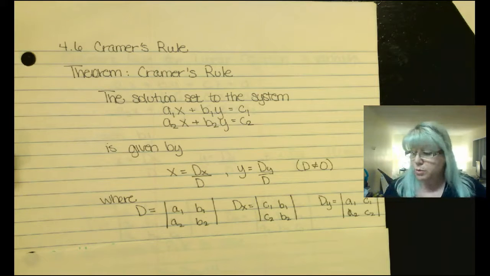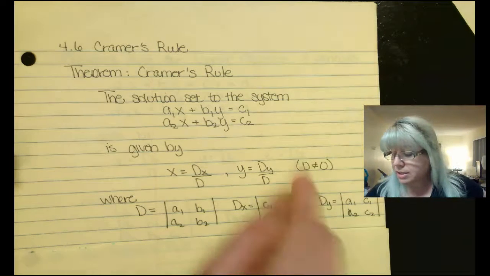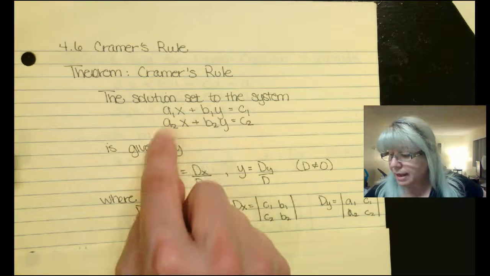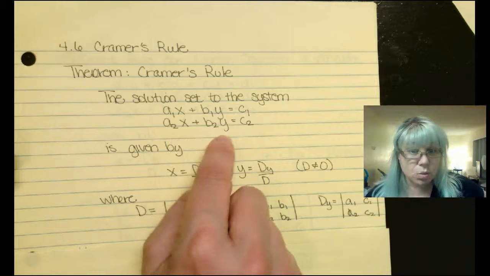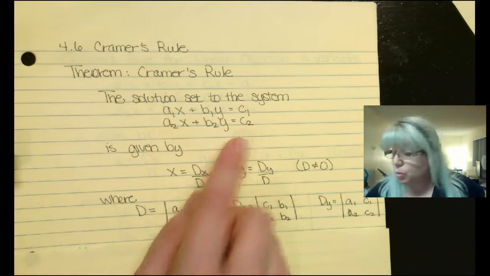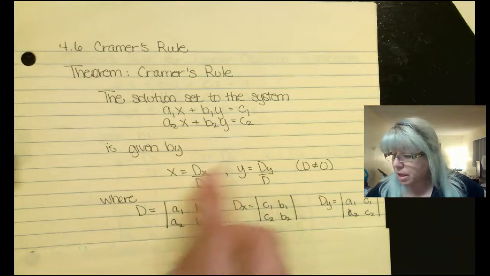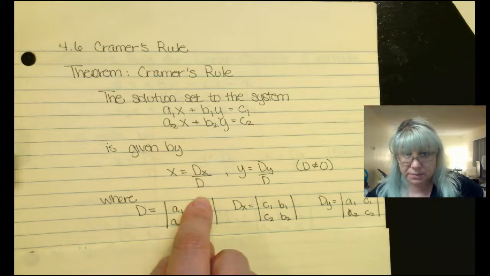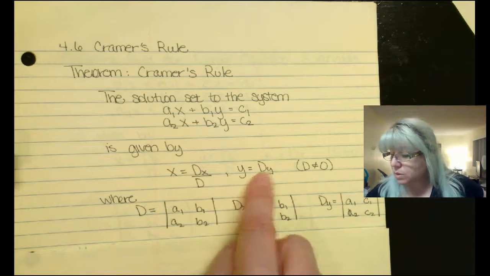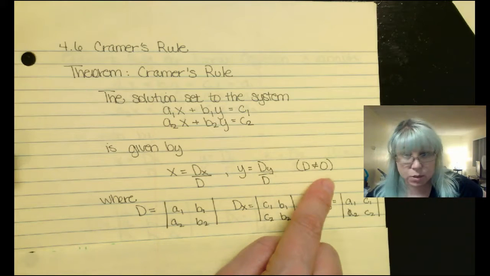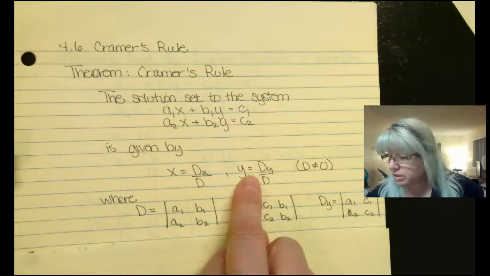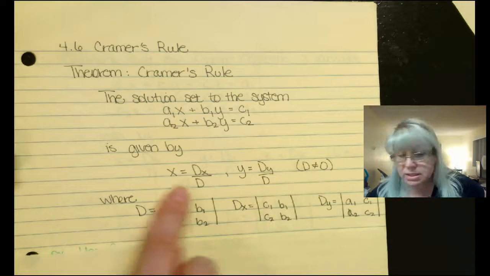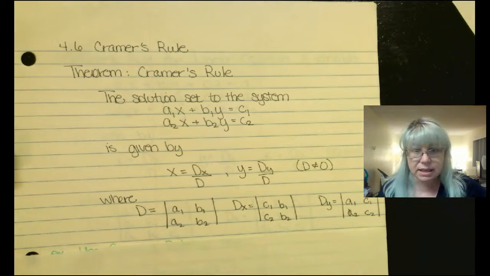So here's Cramer's Rule. The solution set to the system a1x plus b1y equals c1 and a2x plus b2y equals c2 is given by x equals dx over d, y equals dy over d, where d does not equal 0. We never want to divide by 0 in our class, so d does not equal 0. But what do dx, dy, and d mean?